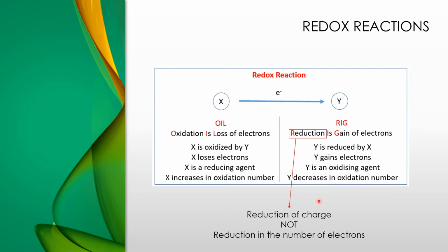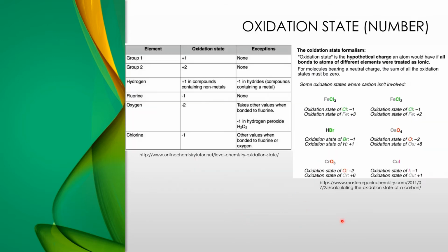Keep in mind, and this can be a little bit confusing when we start to look at redox reactions, we're looking at a reduction of charge, not a reduction in the number of electrons. So you might go, reduction, why are we gaining electrons? That's a little bit backwards. Think about it in terms of charge. So for example, if Y had a charge of 0 and it gains an electron, it will drop its charge down to -1, meaning that there has been overall a reduction in charge.